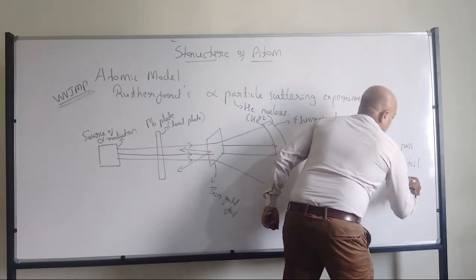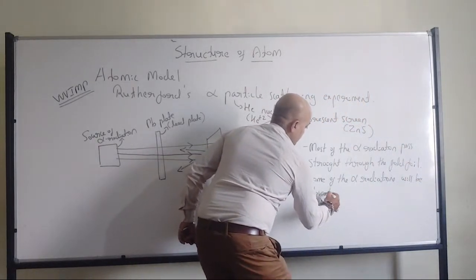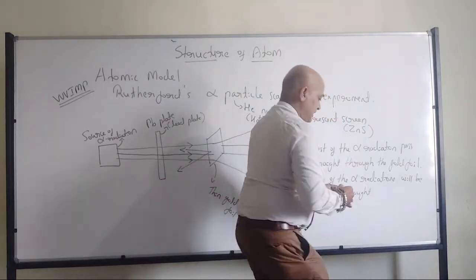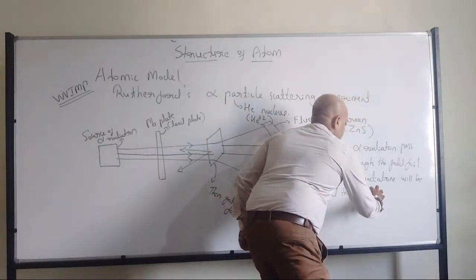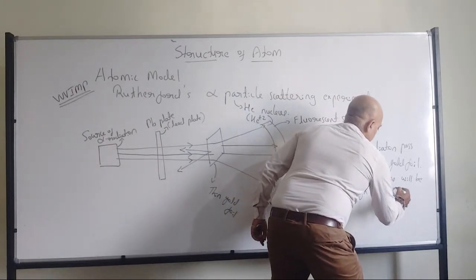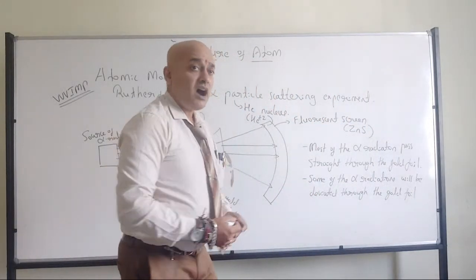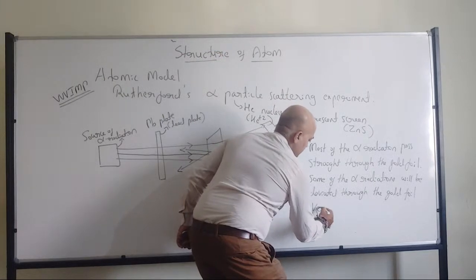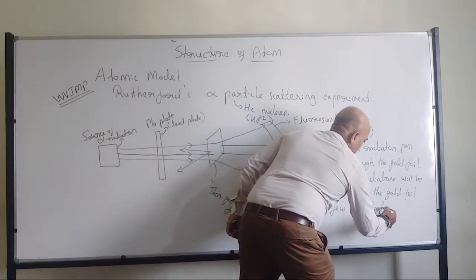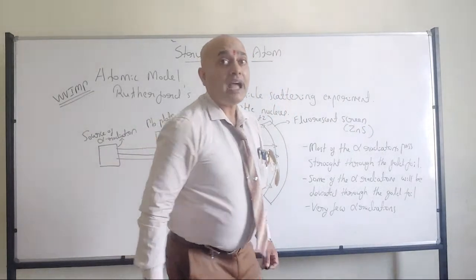Some of the alpha radiations will be deviated through the gold foil. Okay? So that is another thing. And the last one: very few alpha radiations will be bounced back.